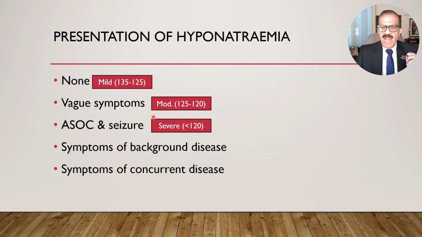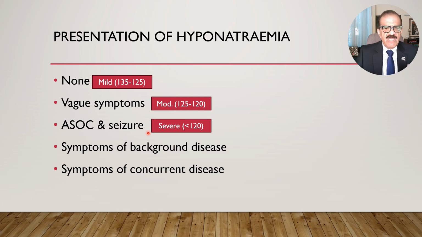If you have sodium ranging between 120 and 125, then there may be mild vague symptoms. Again, on the basis of these symptoms, it may not be possible to make a diagnosis of hyponatremia, because the symptoms are too vague, and vague symptoms could come from many other conditions.